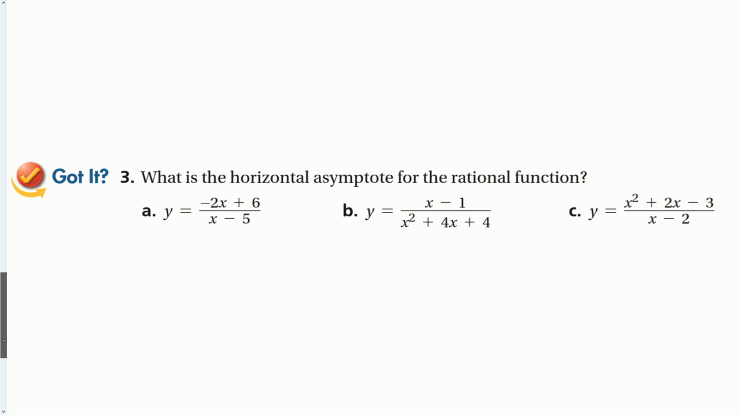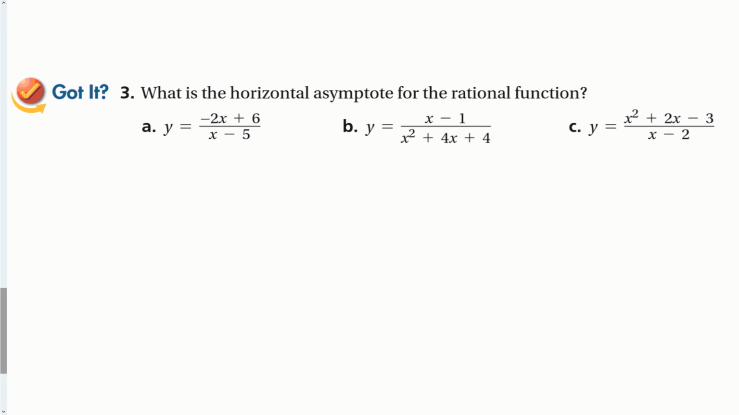Let's run through those again real quick. Here, the degree is the same, so the horizontal asymptote is y is equal to -2 over 1. Degree of the denominator is bigger, so the horizontal asymptote is 0. Numerator is bigger, so the horizontal asymptote is none. Okay, all we're doing is looking at the exponents.